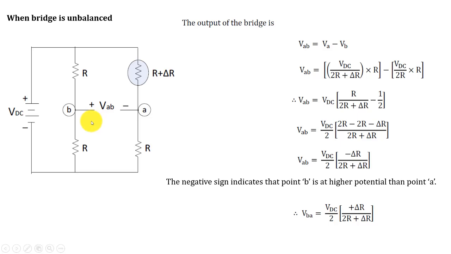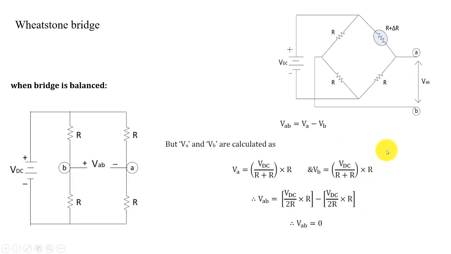If you take the voltage VBA, since B is at the higher potential, we get the output as VDC by 2 times delta R upon twice R plus delta R. So if you know the values of delta R, R and VDC, we can directly find VAB, or if you know the values of VAB, VDC and this resistance, we can directly obtain the change in resistance. So this is the balanced and unbalanced condition for a Wheatstone bridge, and the output of this bridge, VAB, is directly connected to the instrumentation amplifier.